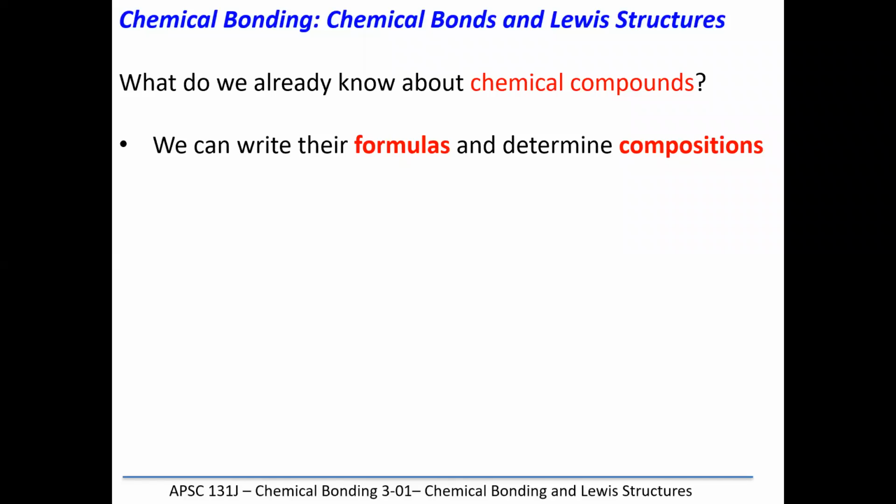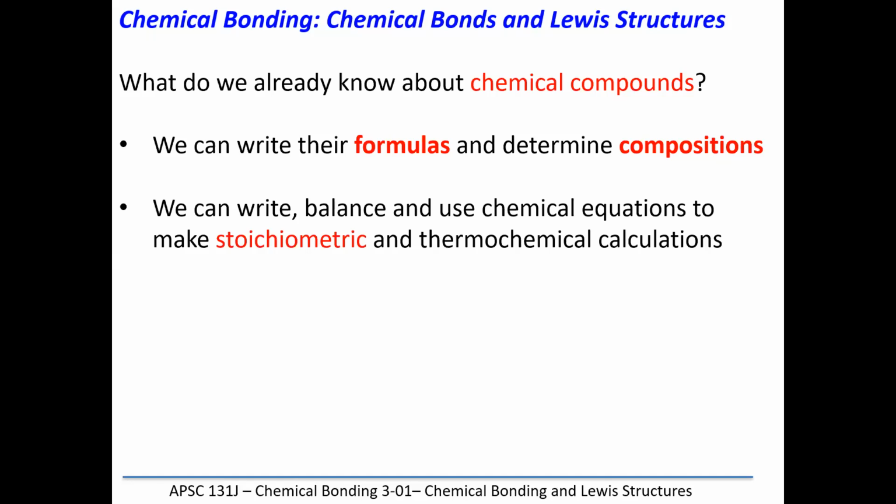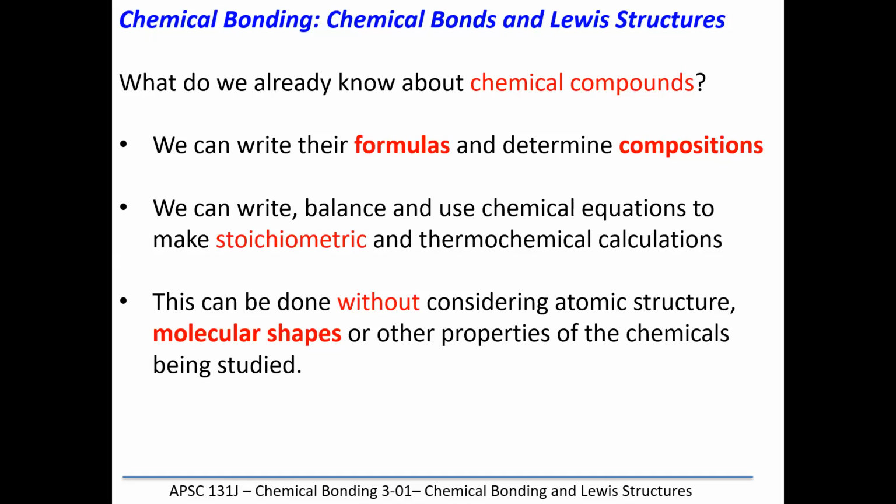And you've written your quiz. We can write formulas. You can determine the compositions of the compounds as well. We can write balanced chemical equations and use stoichiometry to do chemical calculations. Now, we can do all this without understanding the atomic structure of the materials that we're dealing with.